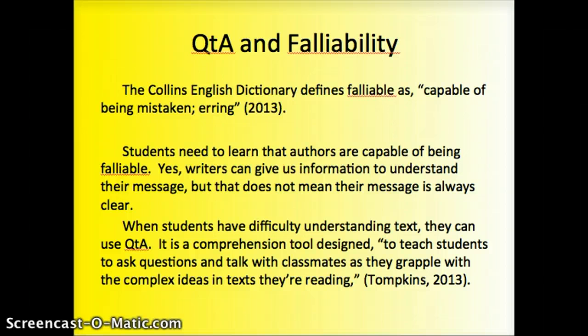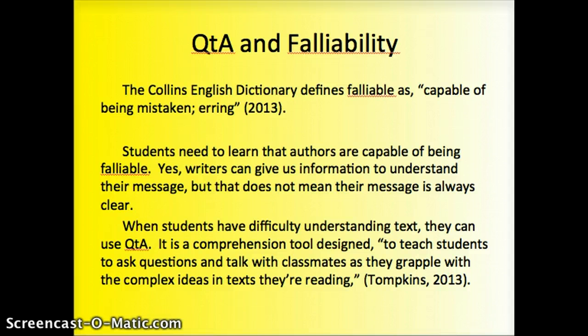The big thing with questioning the author is the word fallibility. And the Collins English Dictionary defines fallible as capable of being mistaken or erring. And it's important for students to learn that authors are capable of being fallible. They can make mistakes. And yes, they can give us information to understand their message, but the message is not always clear. And a lot of the times the students feel that it's their fault. They can't understand what the text is saying because there's something wrong with them.